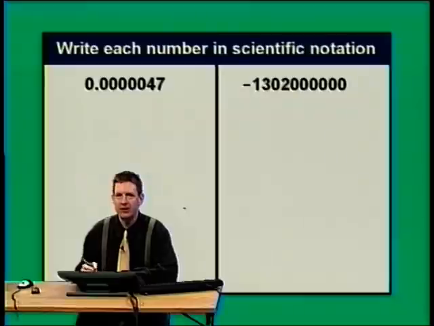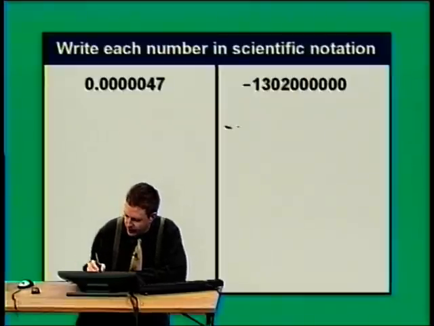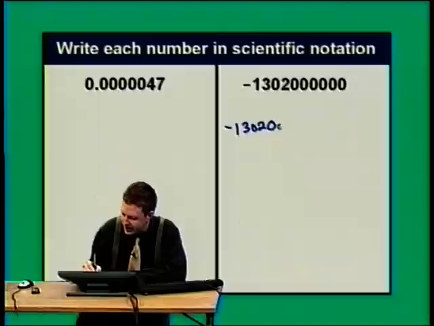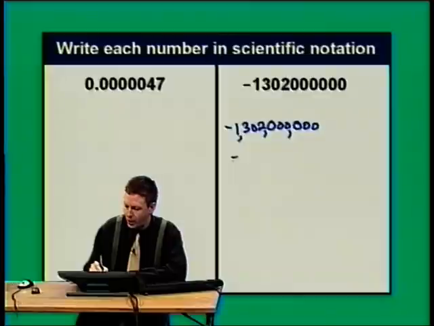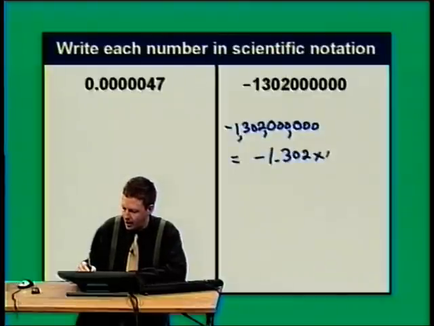Okay, let's write a couple numbers in scientific notation. The first number is negative 1302 followed by 6 zeros. I think I'm going to put some commas here to help me keep track. When I write this in scientific notation, I need to start with negative 1.302 times 10.